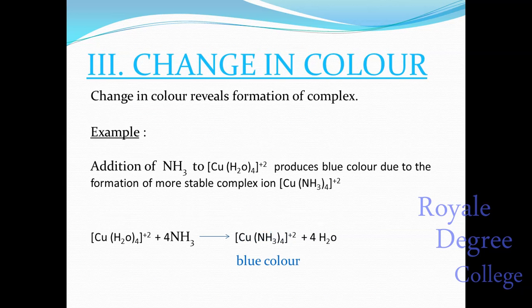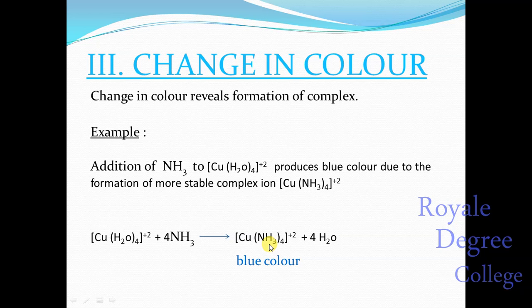Then, change in color. Change in color reveals formation of a complex. Example, addition of ammonia to this particular complex ion. Our complex ion is [Cu(H2O)4]2+. In this complex ion, we are adding ammonia. It produces a blue color due to the formation of a more stable complex. This is a more stable complex ion formation that is taking place.